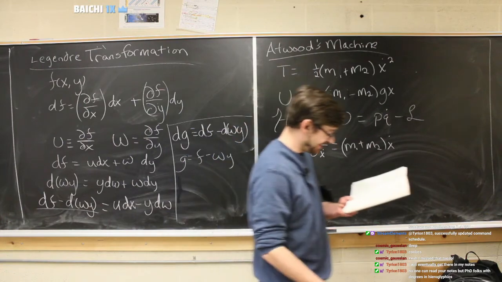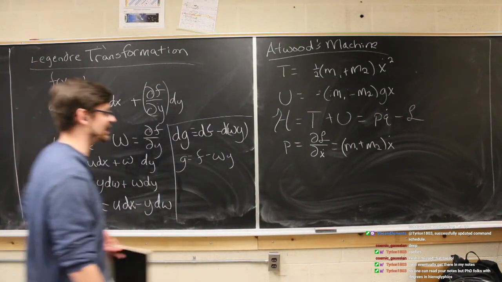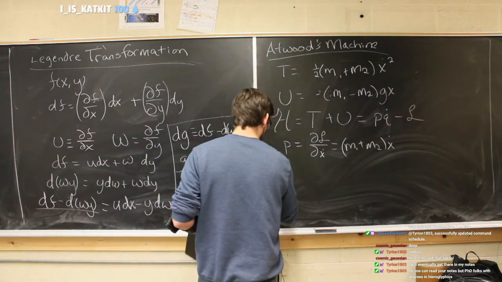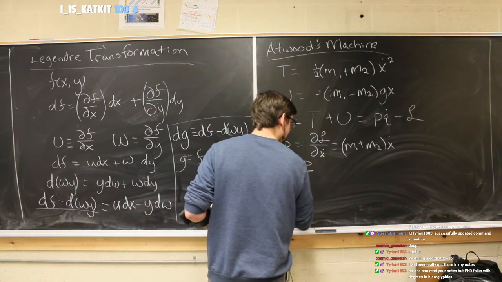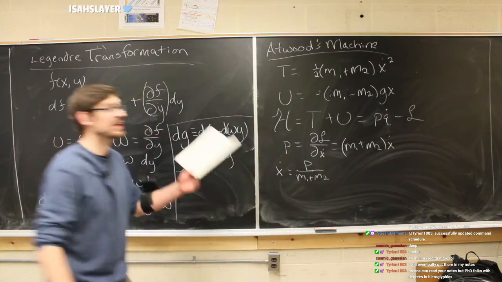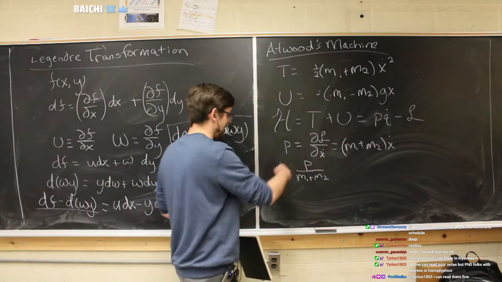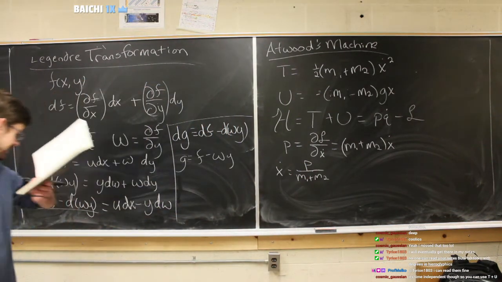And since u does not depend on x dot, then we can solve for x dot and say that x dot is just going to equal p divided by m1 plus m2. Now, if the potential did depend on x dot, we'd have all sorts of conservation problems, and this would not be true. But it is true for the Atwood's machine.